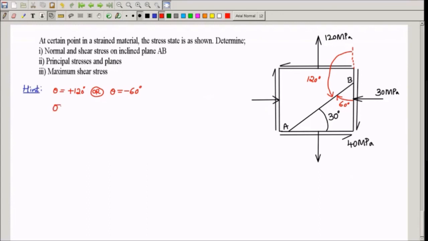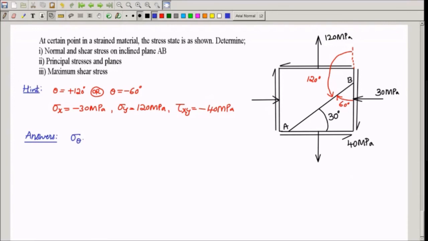And of course, sigma x is compressive here, so minus 30. And sigma y is tensile, so plus 120. And tau xy, the opposite vertical faces forming a clockwise couple, which is negative according to our sign, so minus 40 MPa. With this, you can find out the answers.